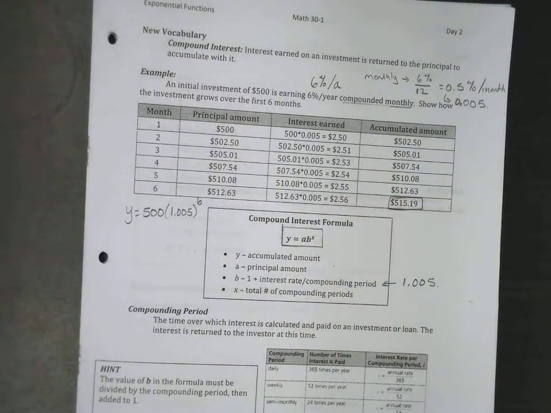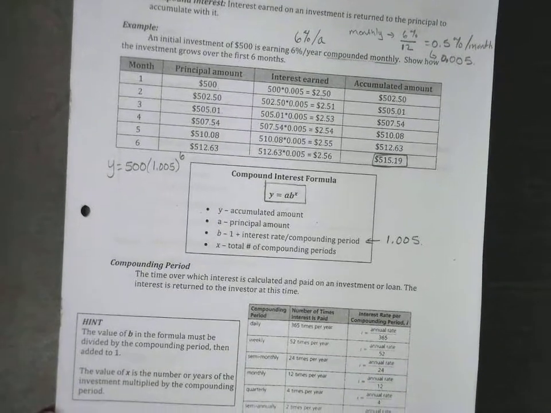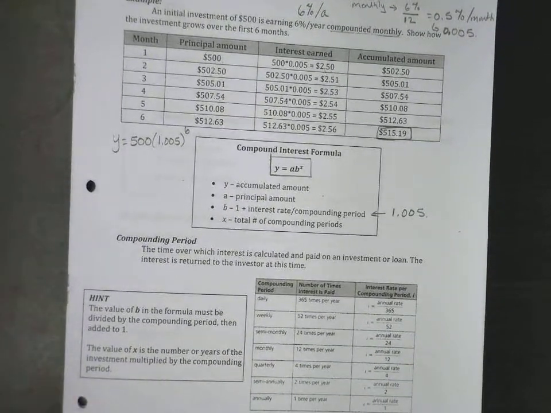Okay, so your money can be compounded at many different rates in a year. The most common one is compounded monthly, but that is not with all money. For example, credit cards, whenever they start to charge you interest, they charge you interest compounded daily. So they're charging you interest every day until you actually pay your credit card back, which can be quite expensive. So compounding period, the time over which interest is calculated and paid on an investment or a loan, the interest is returned to the investor at this time.